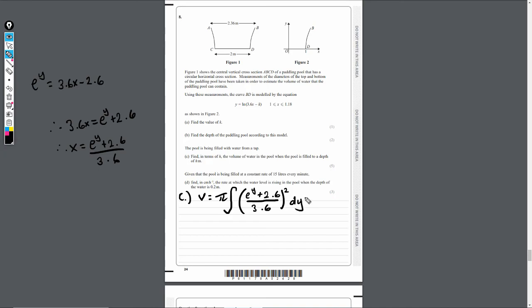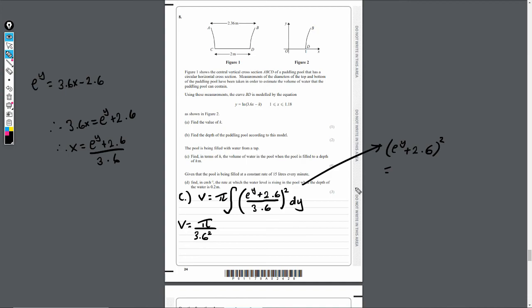Okay, so the first thing to think about here is that this would be (e to the y plus 2.6) all squared, and this would be divided by 3.6 squared. So what I can do is take that 3.6 squared out of this. So what that'll give me is V equals pi over 3.6 squared. Okay, that's the first thing I can do to make this a little bit nicer to work with. Now what I've also got, if I do it over here, is (e to the y plus 2.6) squared. Well, this is a nice, easy double bracket just to expand.